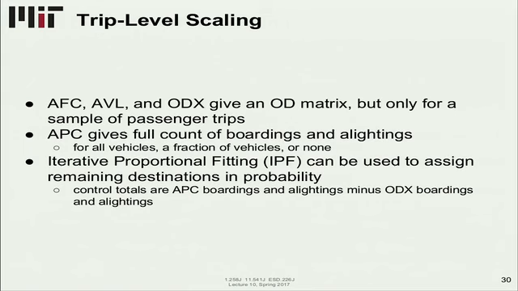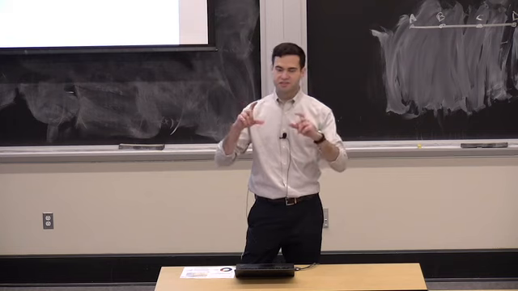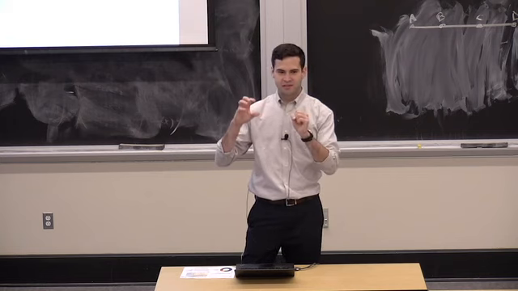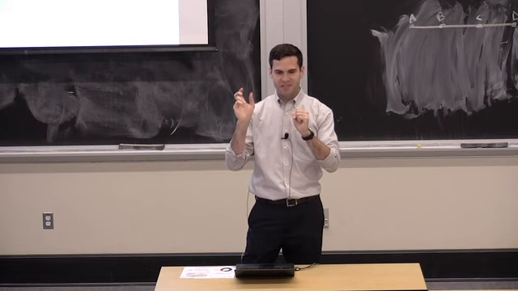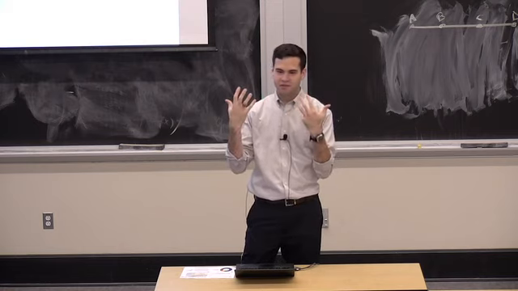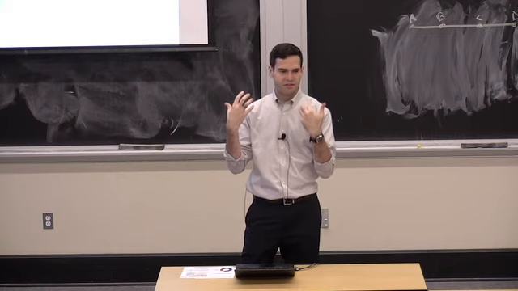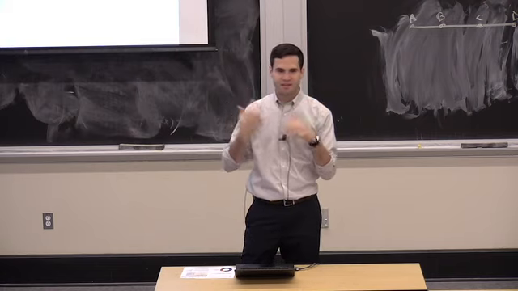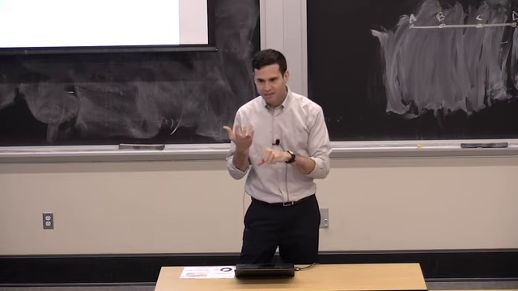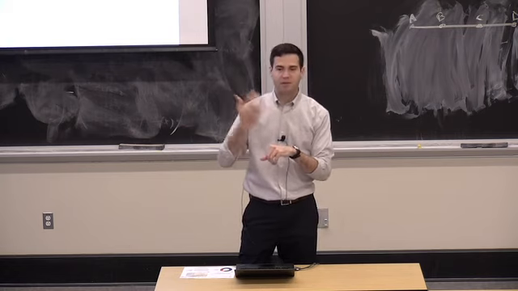That's great. In some cases, you only have APC on a fraction of vehicles or on no vehicles, and therefore it's a little tougher. So IPF can be applied in this context, not just on the whole matrix, but also on the part of the matrix that is not inferred. So you can essentially subtract from your control totals the portion of the demand that was inferred and apply IPF only on the remainder. And that will scale up only that part.